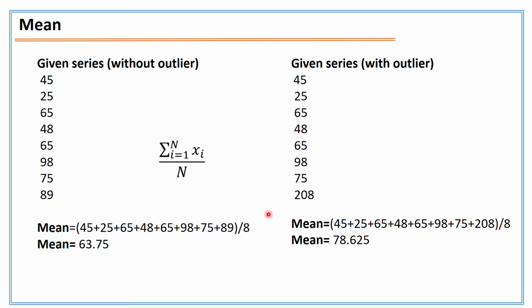Now I want you to observe that when the answer was 63, it represented almost all the values, because there were 65, 48, 45, up to 75 also. But when it is 78.625, it is far from 45 and 65, and it is leaning more towards 100 or 200. So this is how an outlier affects the calculation of the mean.